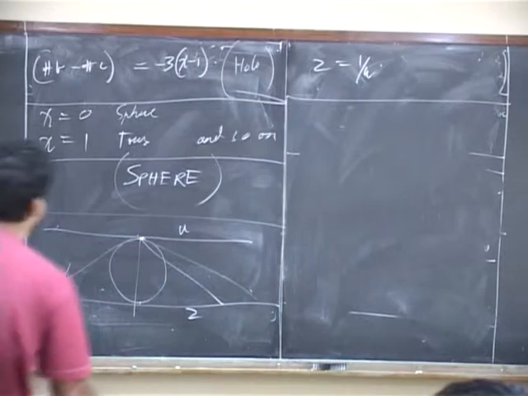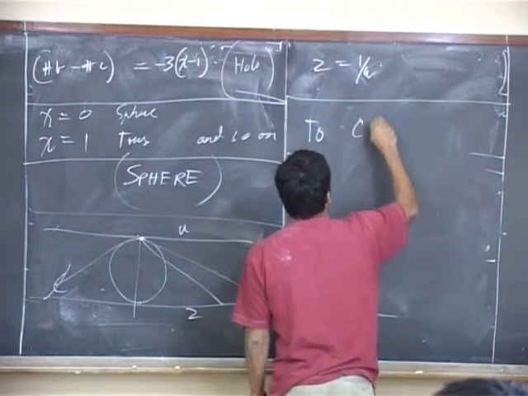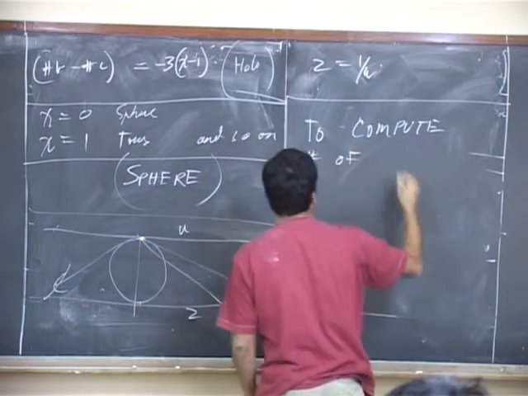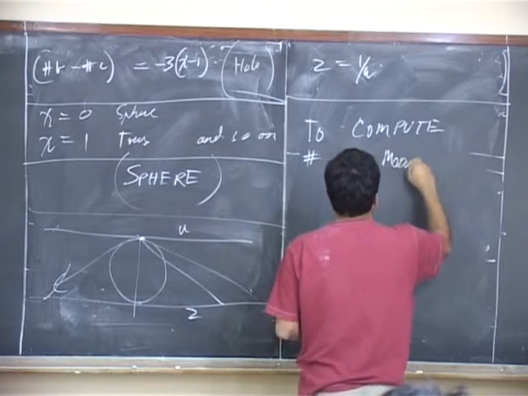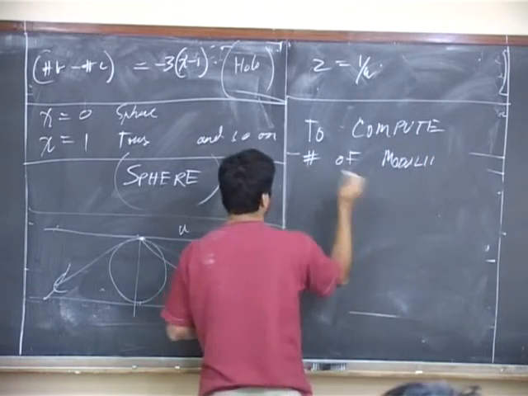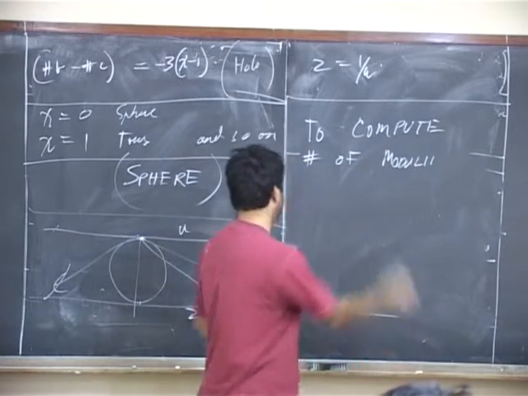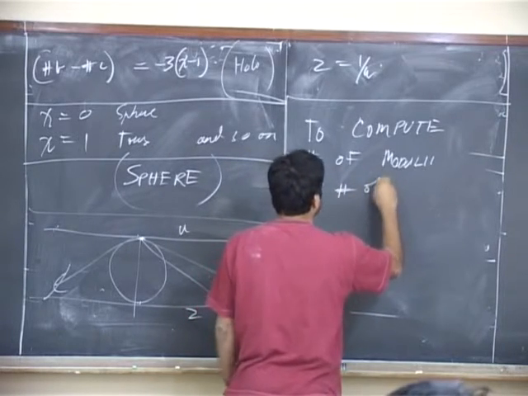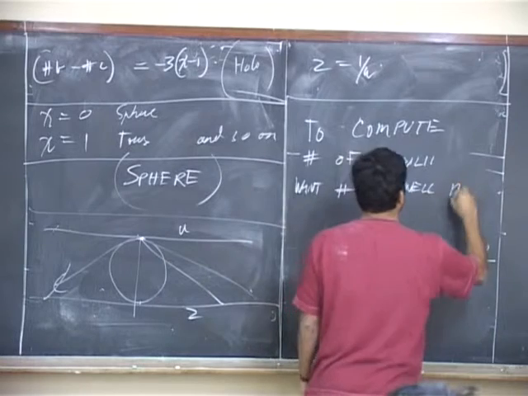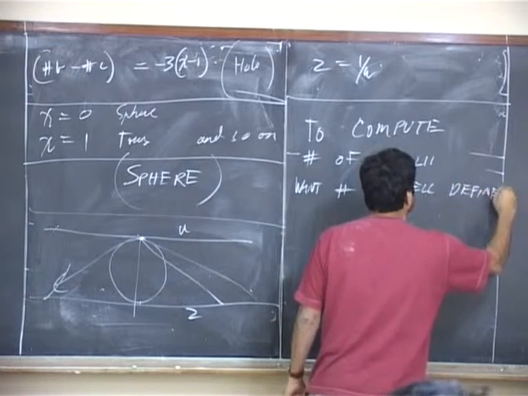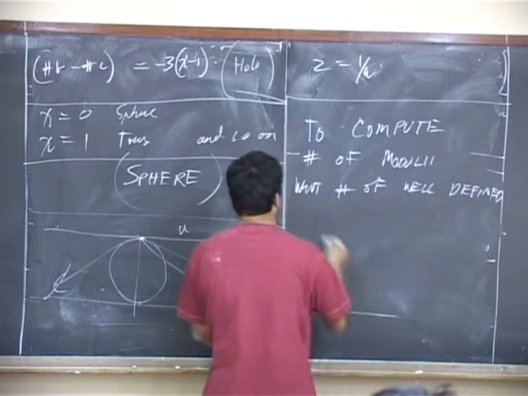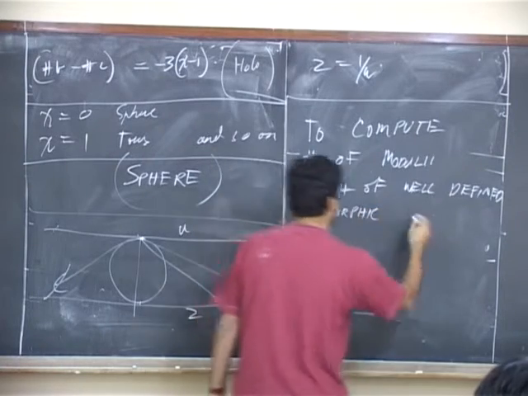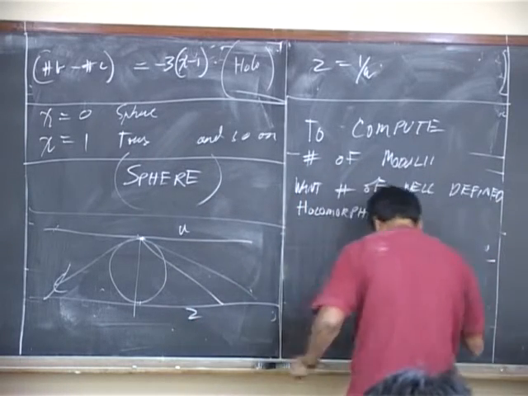Okay? So in order to compute the number of moduli, we need to calculate the number of well-defined holomorphic changes in the metric.